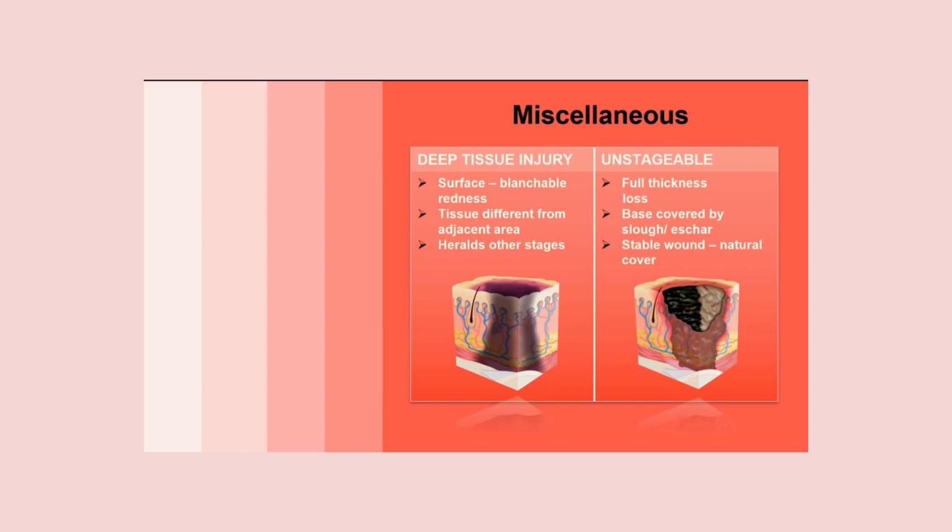And in full thickness tissue loss, if the base is covered by slough or eschar, it is termed as unstageable because we can't actually measure the whole depth. One thing to note here is that if the wound is stable and it is also covered by eschar, we shouldn't disturb the eschar as such. It acts as a natural cover.